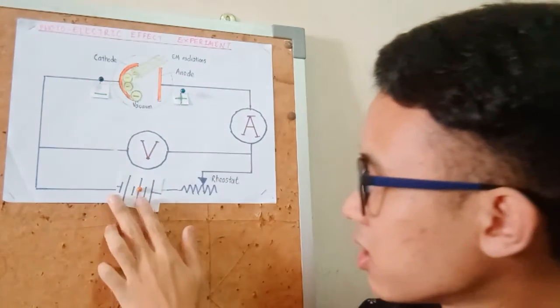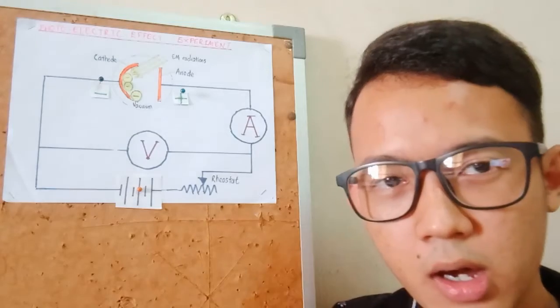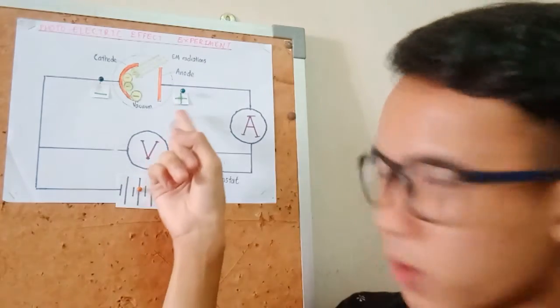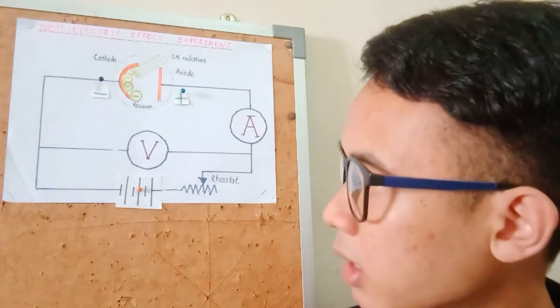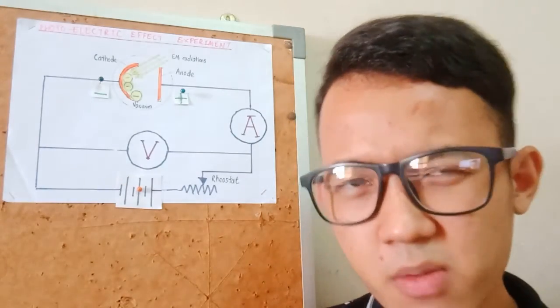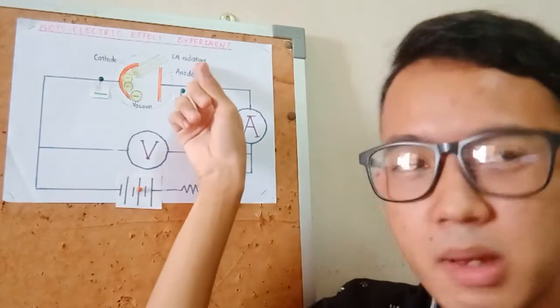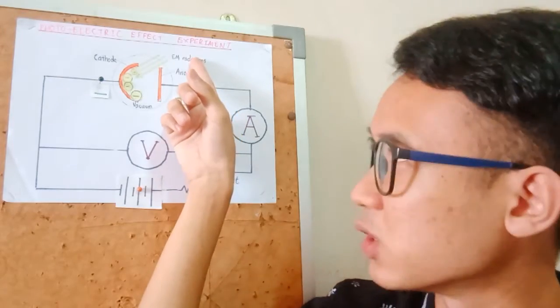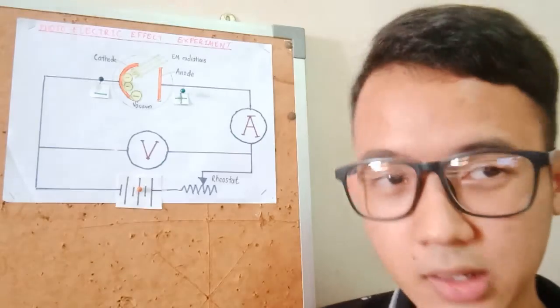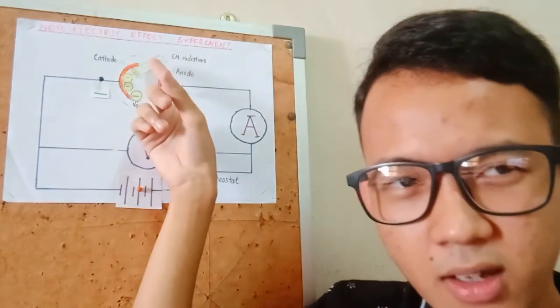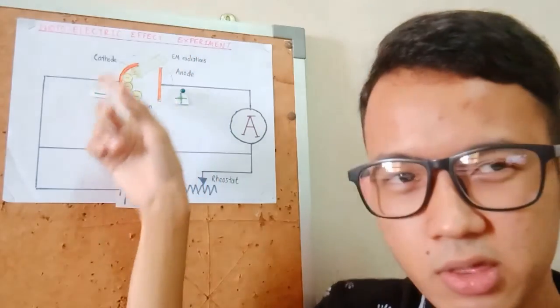Now, due to the positioning of our power source right here, the positive charge goes to the anode and the negative charge goes to the cathode. Now, what happens in this experiment? Well, electromagnetic radiation, also known as photons, also known as light, is striking the surface of the cathode right here.